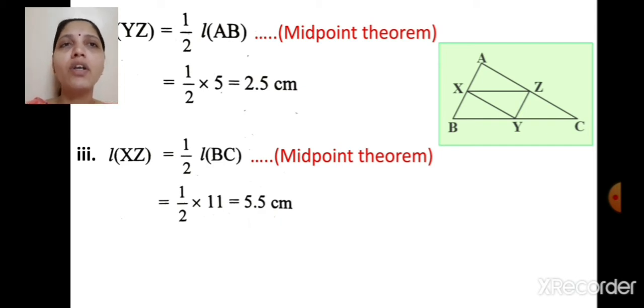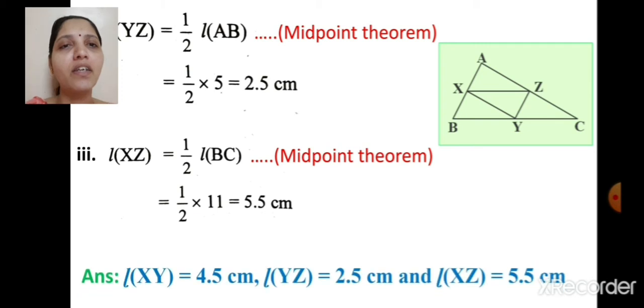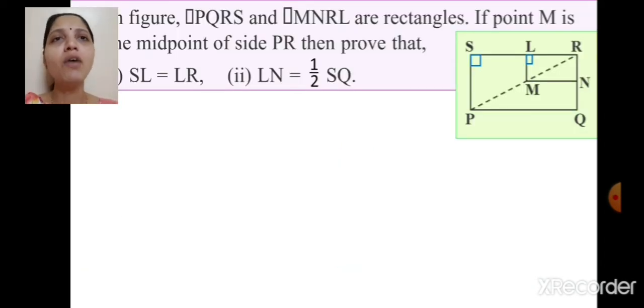Okay, so we got the values of lengths of XY, length of YZ and length of XZ. So let's write the final answer here. Final answer is length of XY is 4.5 centimeter, length of YZ is 2.5 centimeter and length of XZ is 5.5 centimeter. Okay. So let's move on to the next question now.